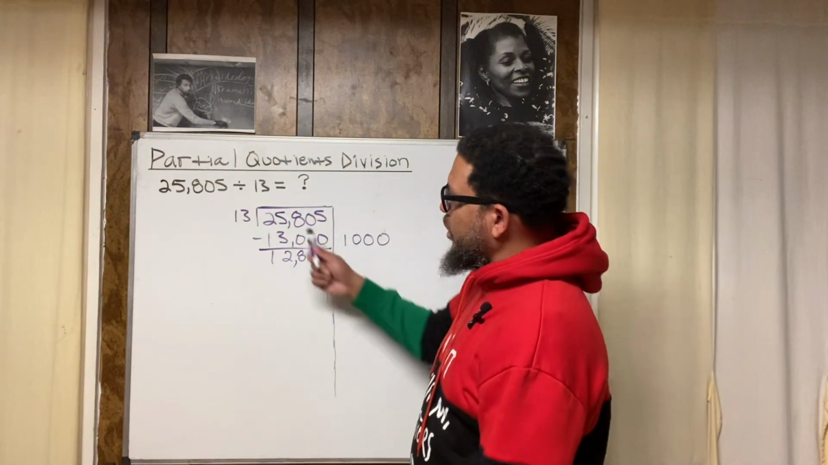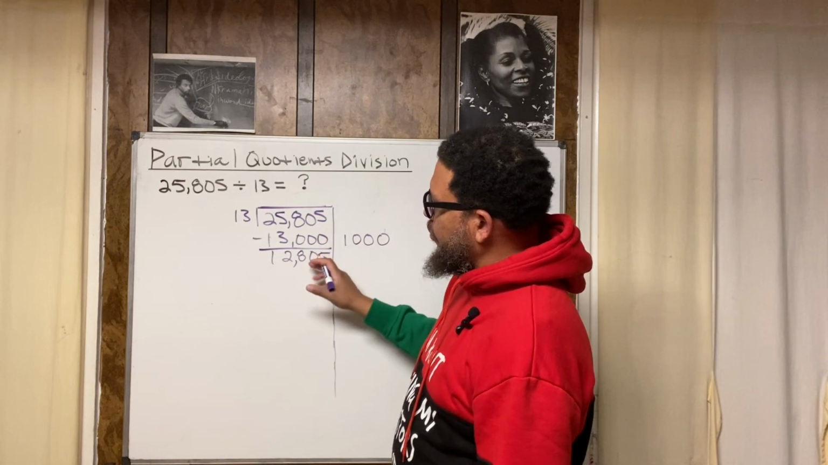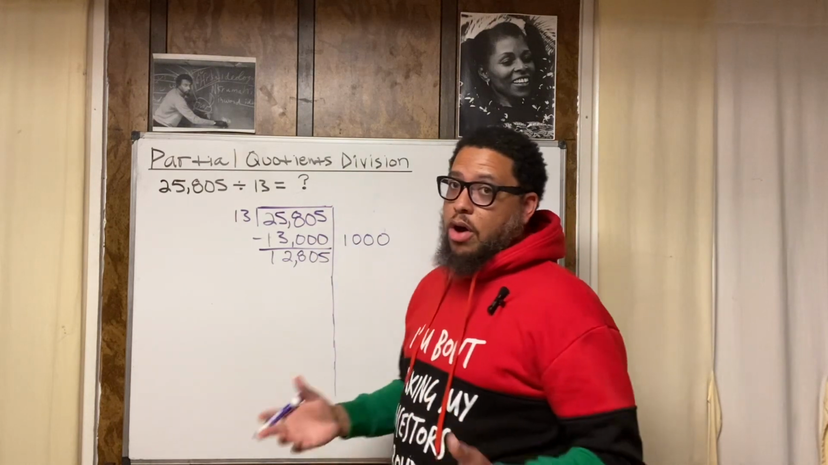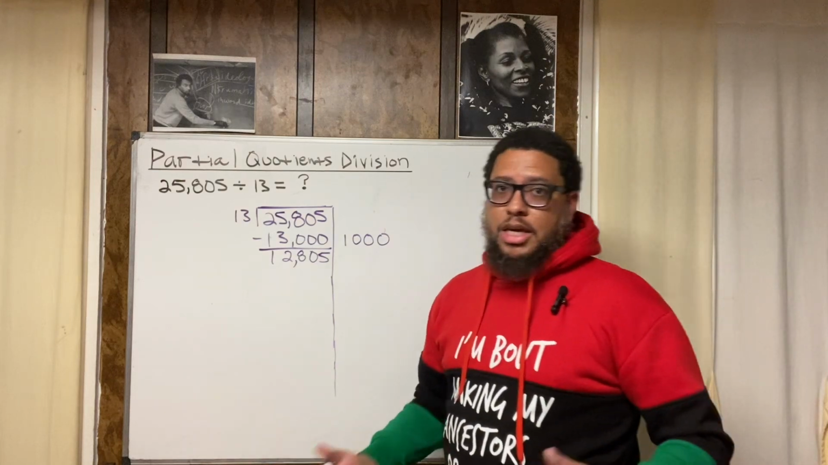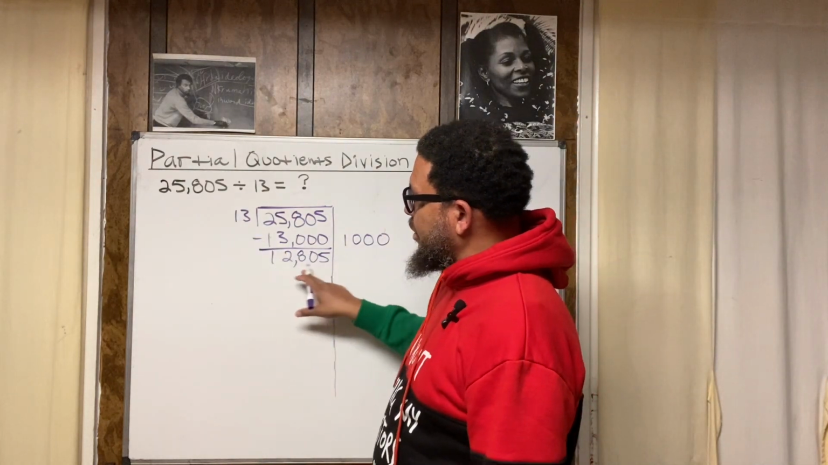So what I've done is I've broken 25,805 into 13,000 and now I've got another dividend, 12,805, so far. But I'm going to keep breaking it up. I'm going to keep breaking it up. All right. So now I need a number that is a multiple of 13, but that's also less than 12,805.